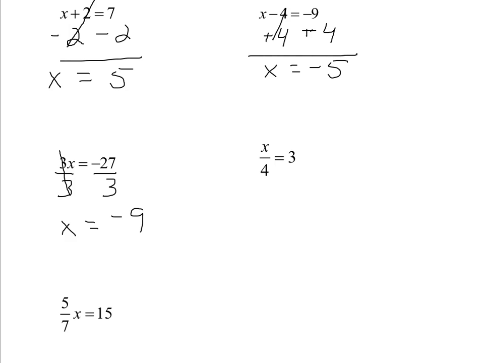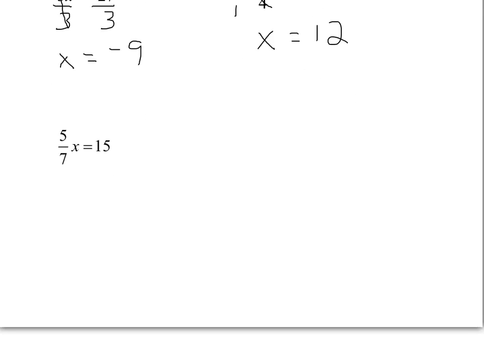Here I have x divided by 4 is 3. The opposite of dividing is multiplying. So I'm going to multiply each side by 4. And you can turn this into 4 over 1 if you want to think about all the steps. So that means the 4's cancel out in the numerator and the denominator. Same deal, I'm just left with x on the left. Or x over 1, which is the same as x. And 3 times 4 is 12.